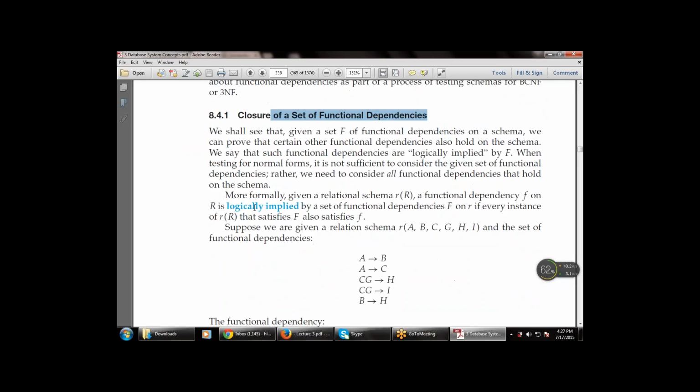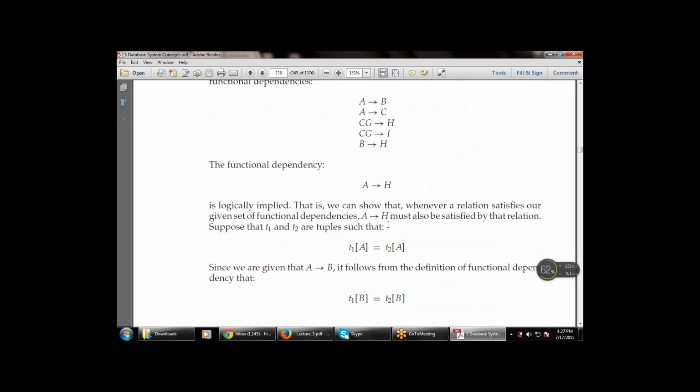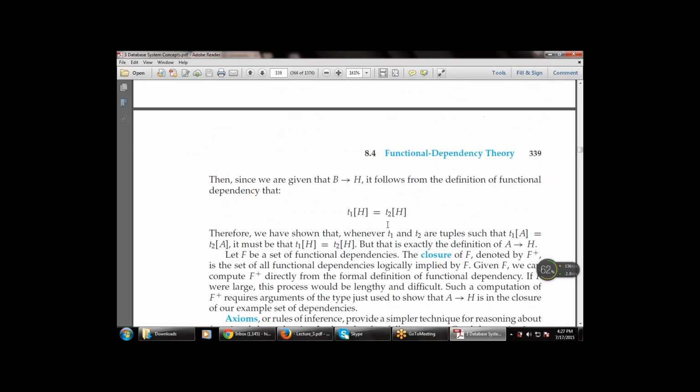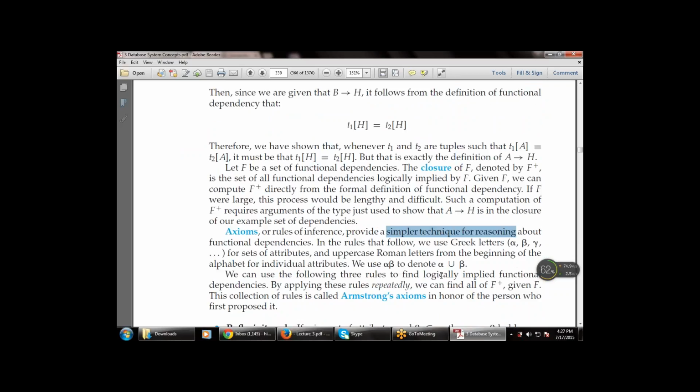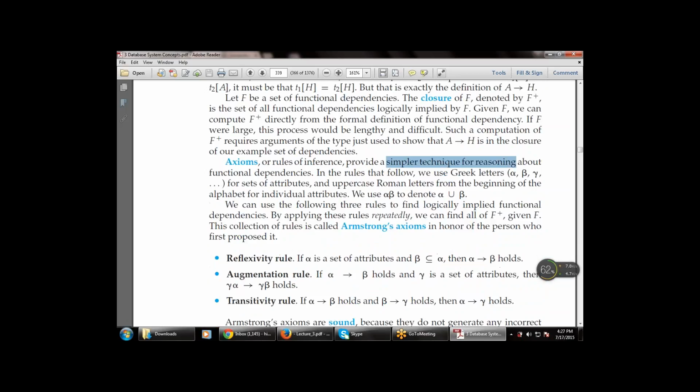So how different elements, how different relations depend on each other, that is the functional dependencies. That is logically implied by the functional dependencies. One is the closure of F, that is denoted. One is the axioms, or rules of inference, that provide a simpler technique for reasoning about functional dependencies.